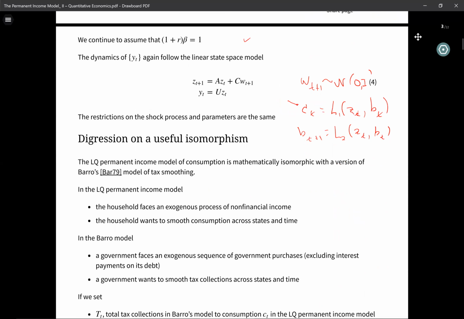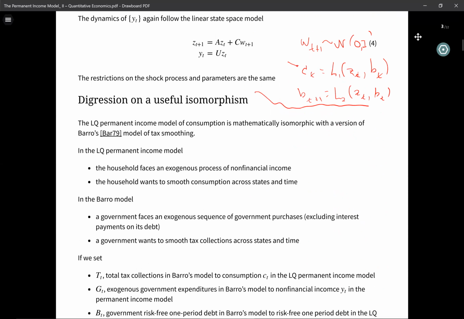Okay, what I want to focus on here is this isomorphism. So it turns out that the LQ permanent income model is isomorphic with a version of Barro's 1979 tax smoothing model. So here's the way it goes. And all we're going to do is match up variables.